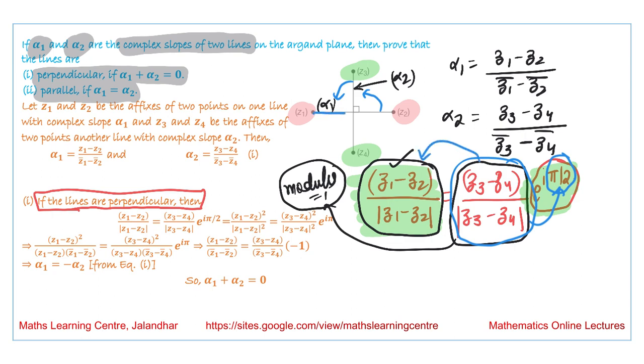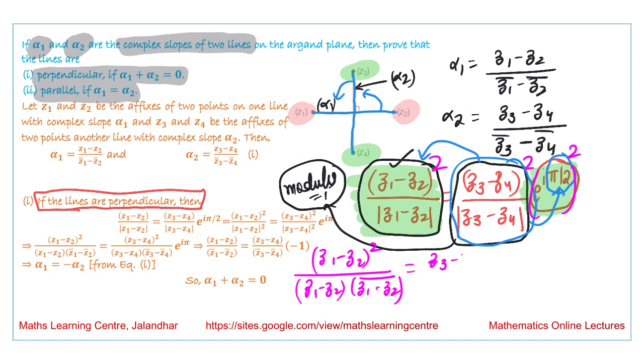So we are rotating this line and obtaining this line over here. From this condition, if we square both sides of the equation, we obtain (z1 minus z2) square divided by (z1 minus z2) into (z1 minus z2) bar is equal to (z3 minus z4) square divided by (z3 minus z4) into (z3 minus z4) bar into e raised to the power iota pi, and the value of e raised to the power iota pi is minus 1.